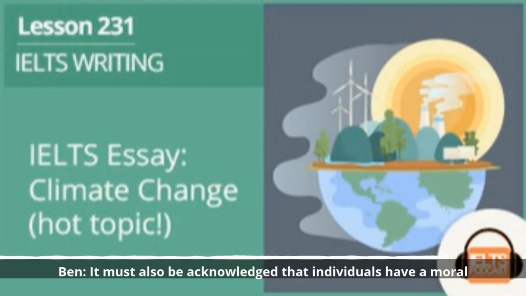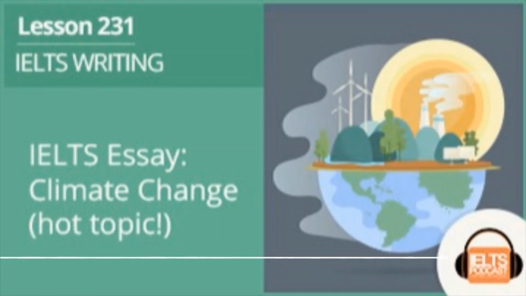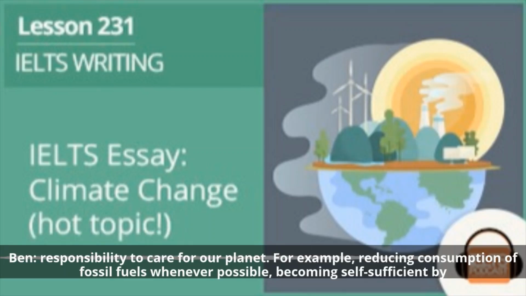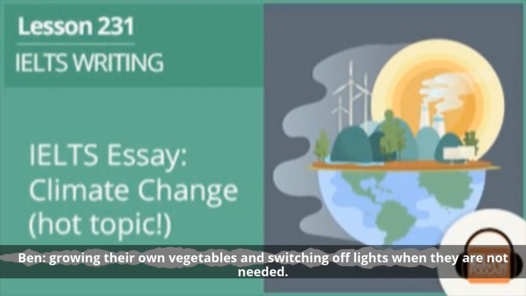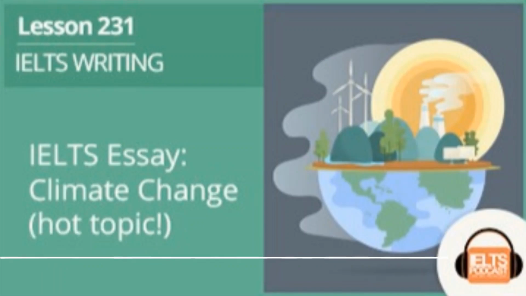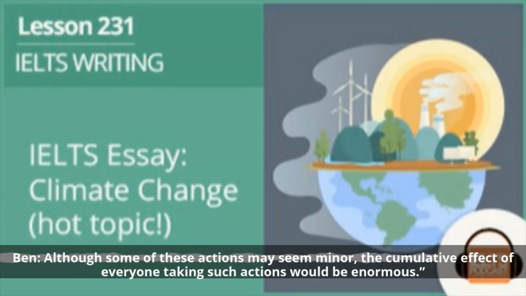It must also be acknowledged that individuals have a moral responsibility to care for our planet. For example, reducing consumption of fossil fuels whenever possible, becoming self-sufficient by growing their own vegetables and switching off lights when they are not needed. Although some of these actions may seem minor, the cumulative effect of everyone taking such actions would be enormous.